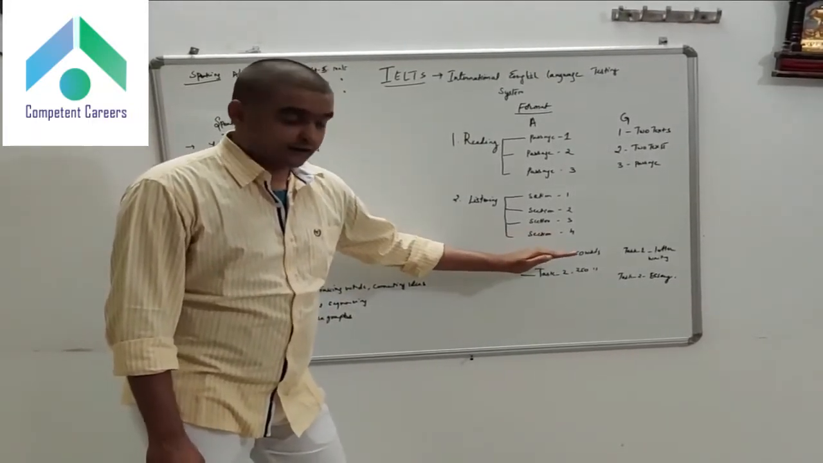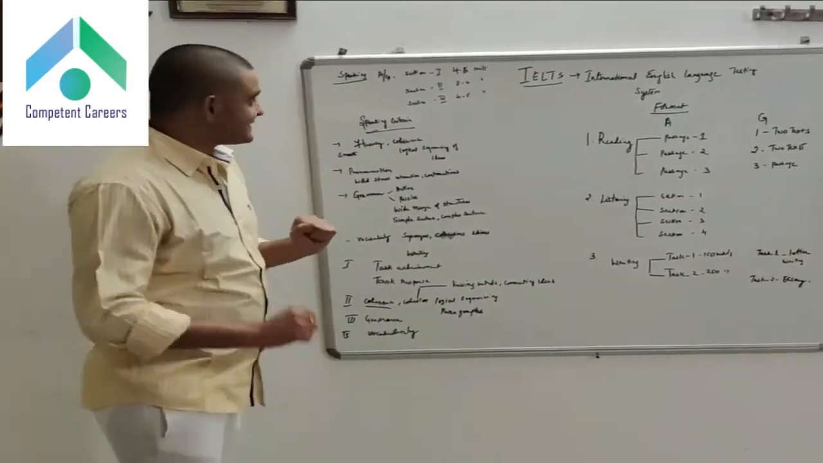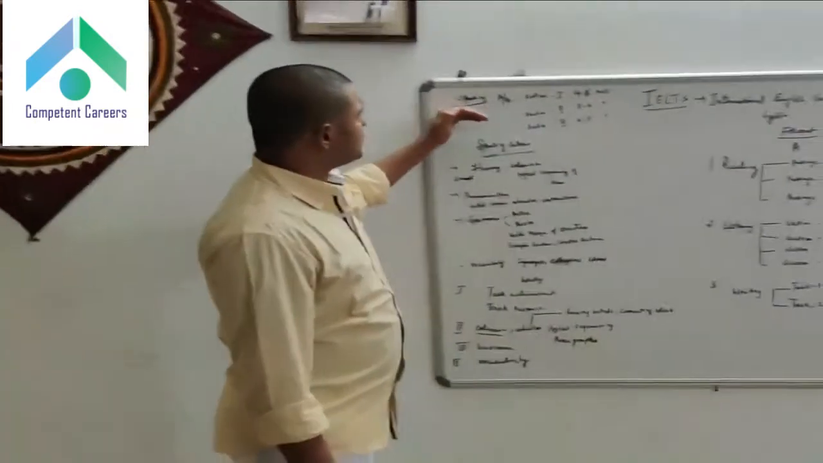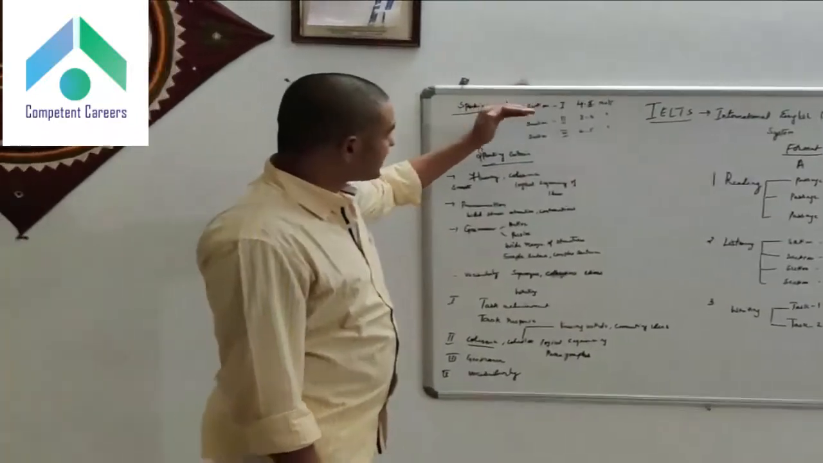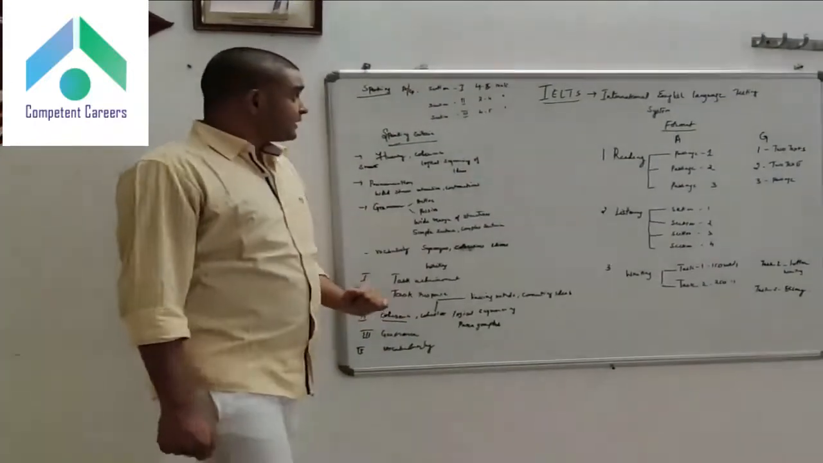So work accordingly. Now we'll move on to the speaking module of the IELTS test. Now the speaking module will have 3 parts. Part 1, Part 2, Part 3. You can also call them sections.